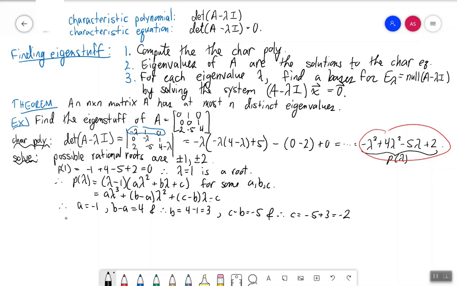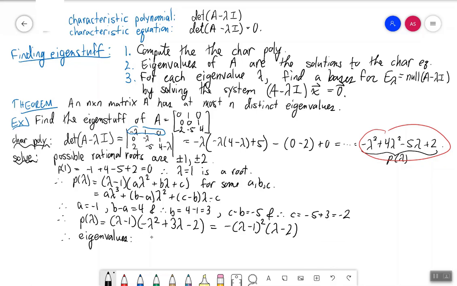So therefore, p of lambda is lambda minus 1 times minus lambda squared plus 3 lambda minus 2, which factors as minus lambda minus 1 squared times lambda minus 2. And therefore, the eigenvalues are lambda equals 1 and lambda equals 2. I'm going to box those because that's part of our final answer.